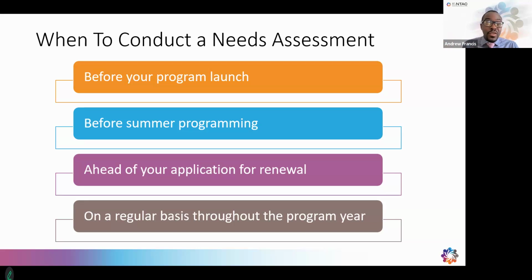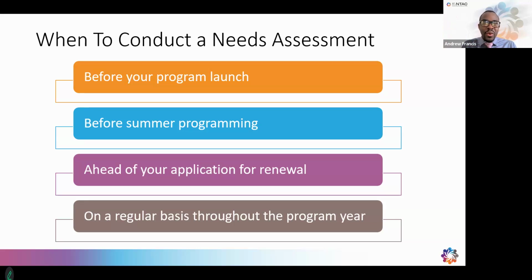Now, you should also consider doing that prior to a renewal application, right? That's also a key point for conducting needs assessment, but also regularly throughout the program year. So while it may not be an immediate step for prospective grantees, it's critical for us to consider how responsive we are to the demands of our funding arrangements, and as such, keeping that assessment cycle continuous will definitely help us.